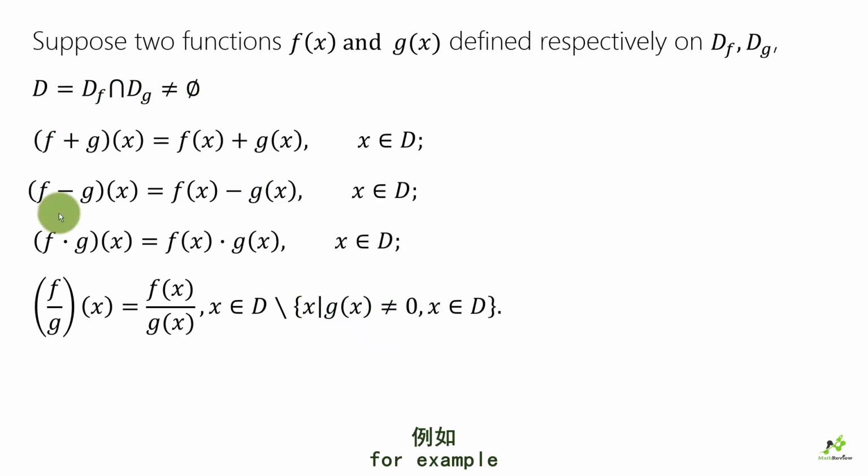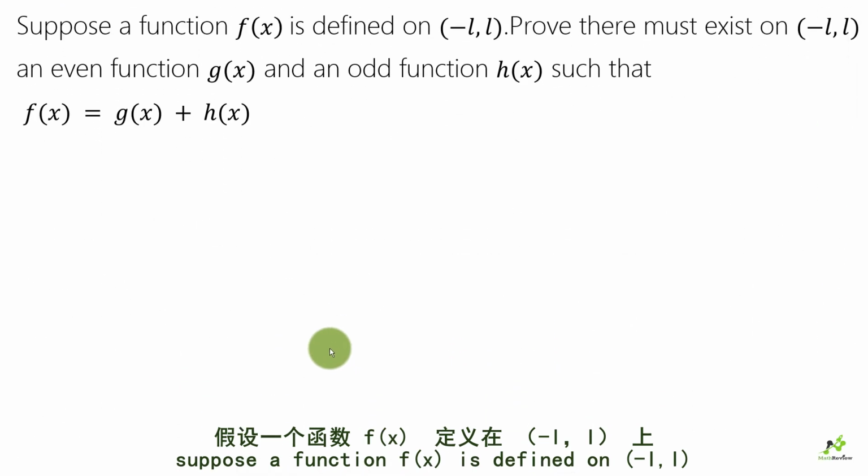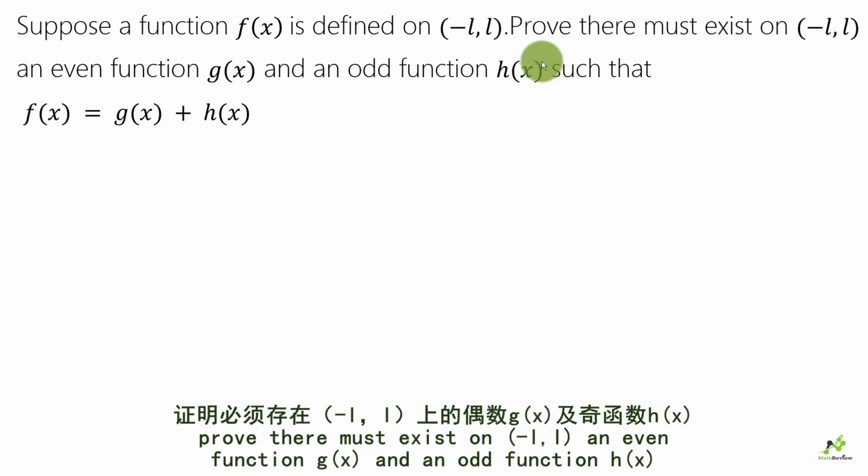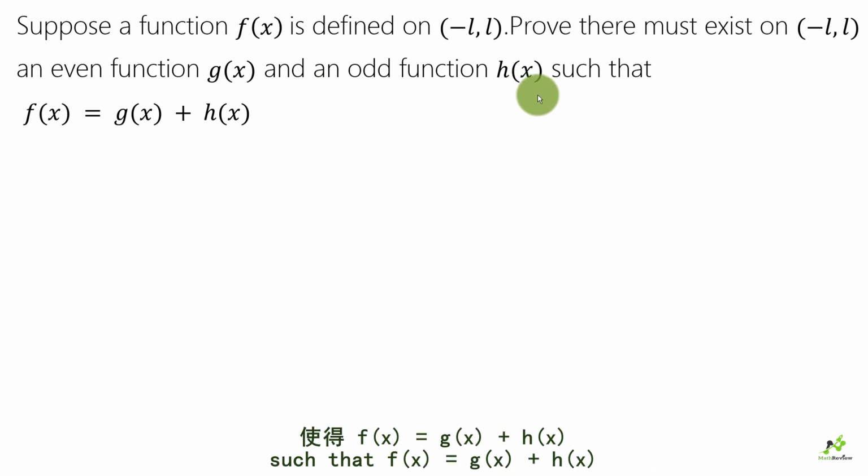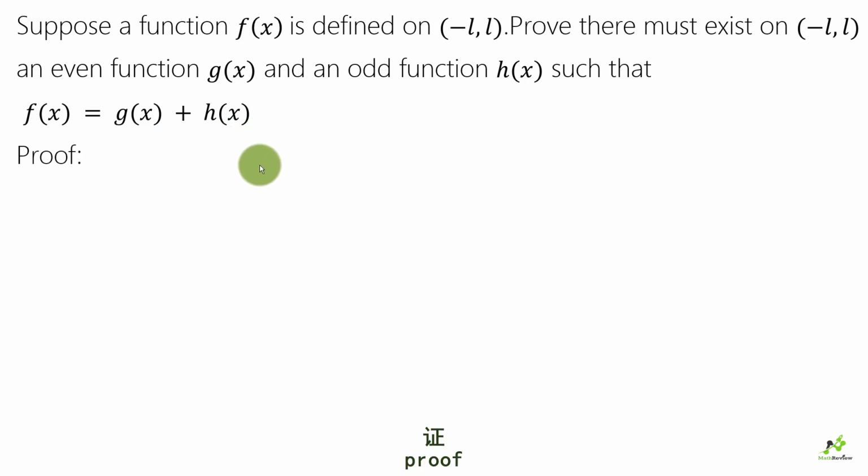For example, suppose a function f of x is defined on (-L, L). Prove there must exist on (-L, L) an even function g of x and an odd function h of x such that f of x equals g of x plus h of x. Proof.